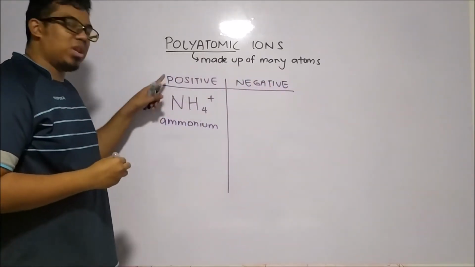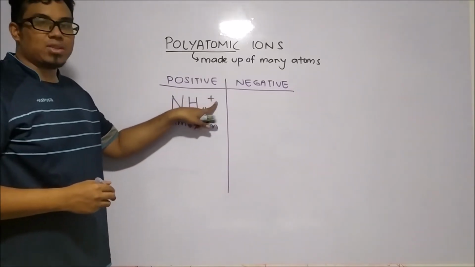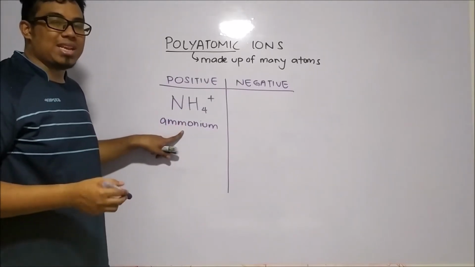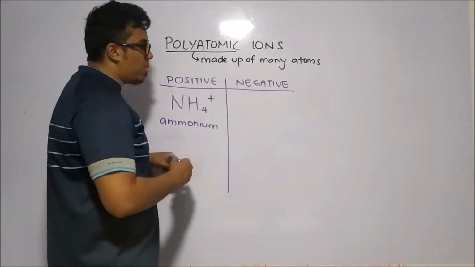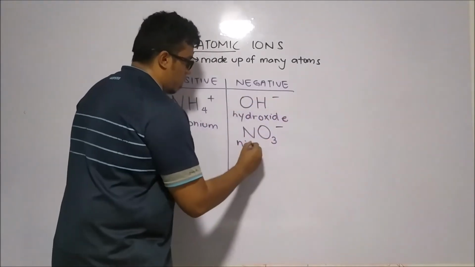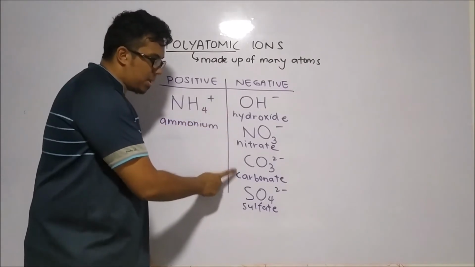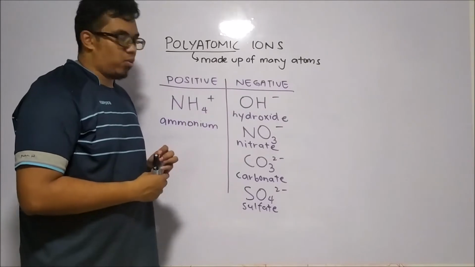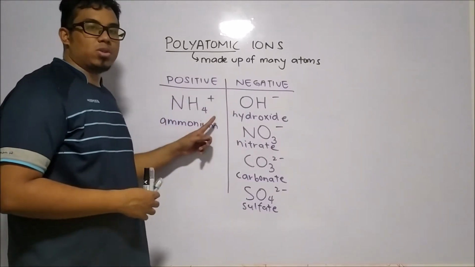On the positive side, you only have one, which is ammonium, NH4 with a plus charge. Please differentiate between this and ammonia, which is NH3. As for negative charges, we have to remember quite a few. So hydroxide, nitrate, carbonate, and sulfate are the ions that you need to know, and you will be learning how to write the chemical formulas using these polyatomic ions soon.